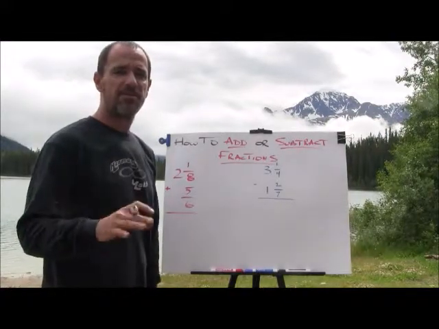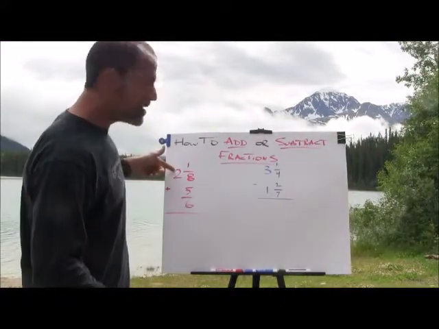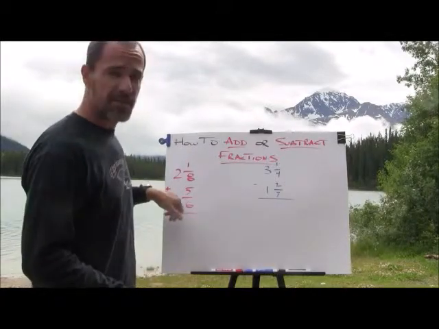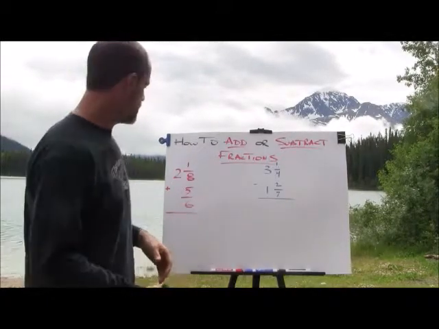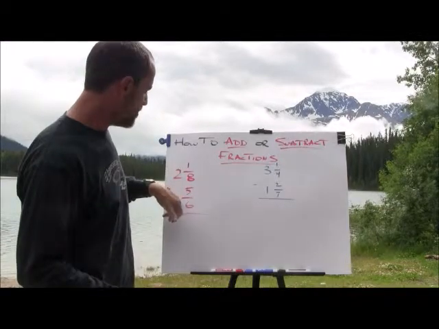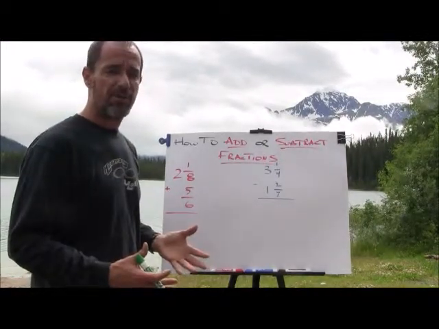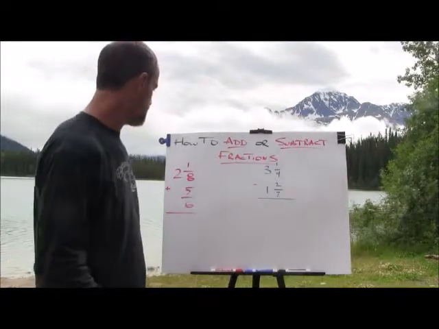Well, before we get started, let's do a little estimation. If you had 2 1/8 pizza, you'd have basically 2 pizzas. If you had 5/6 of a pizza, you'd basically have 1 pizza. So about 2 pizzas plus about 1 pizza. Our answer should be somewhere in the ballpark of about 3. So let's just keep that in the back of our minds.